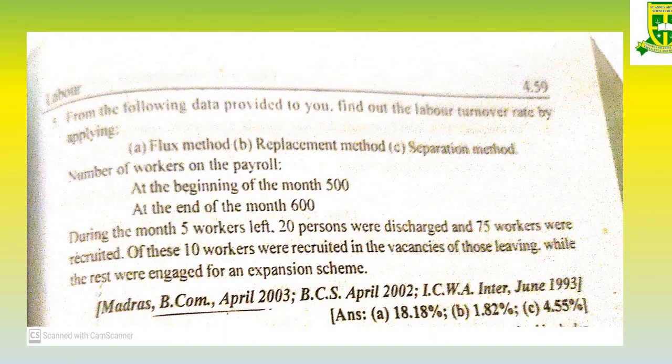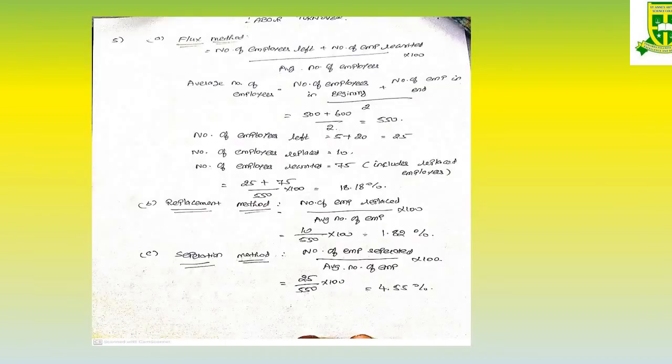So all the information is known. Now we can go for the sum. In the flux method, what is the formula? First write down the details. The number of employees left is 5 plus 20, 25. How many people are we replacing for the gone employees? Only 10. How many employees are we recruiting totally? The 10 has been included in 75. So don't add another 10 to the 75, because in the 75, the 10 has been replaced. So don't include the 10 again.